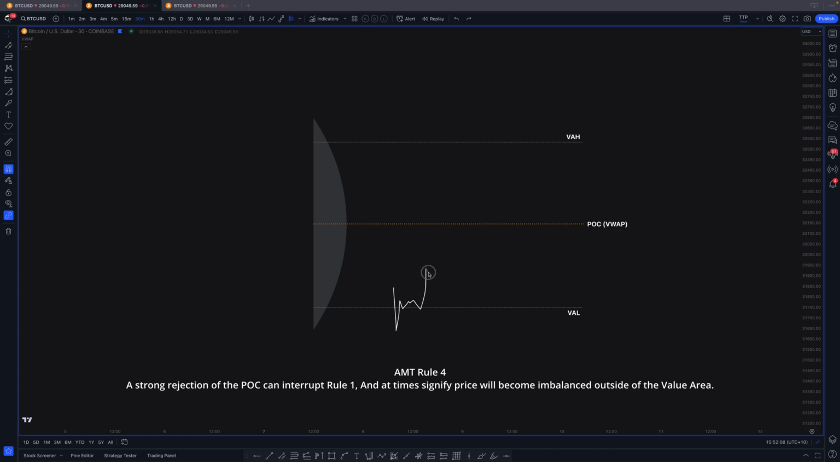Rule number 4: if price moves up to the point of control and we get a sharp rejection, this interrupts rule number 1, but can also at times lead to a very sharp sell-off below value area low or value area high, vice versa.